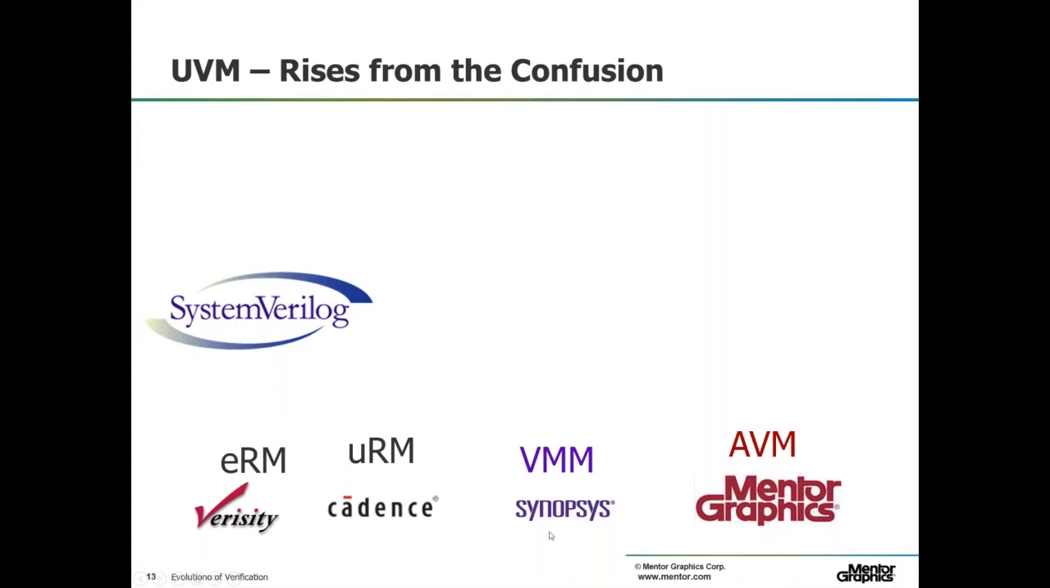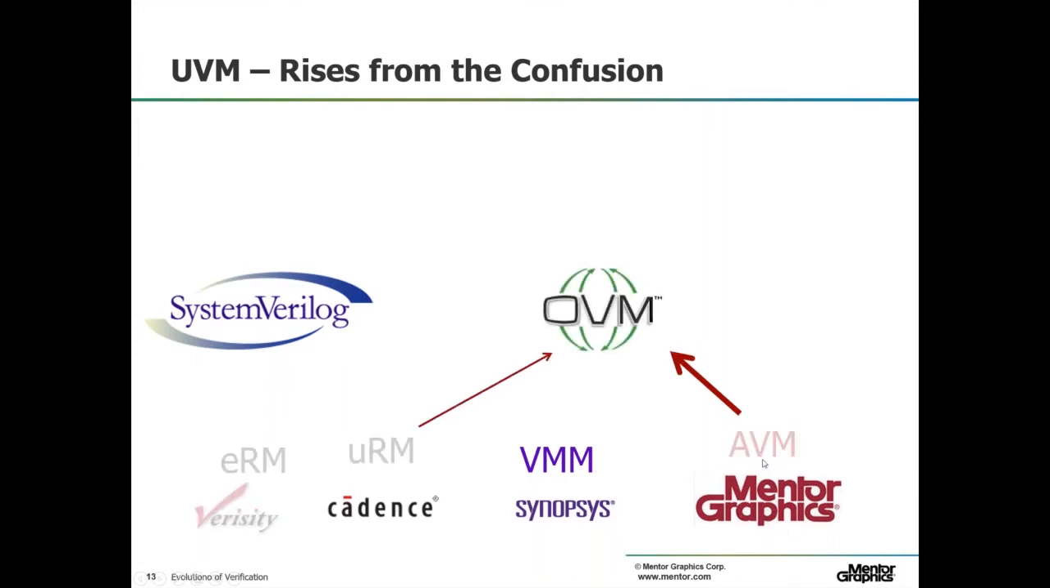The problem was Synopsys was the gorilla, and they had 90% of the market share. AVM built on some good things from these, but we were having trouble competing with Synopsys. Cadence was in the same boat. They came to us. They said, hey, let's create a methodology together that we can go up against Synopsys with. And basically what we did is we took all the class library stuff from Mentor's AVM, and we took some of the coverage stuff from Cadence's URM and created what was called the Open Verification Methodology.